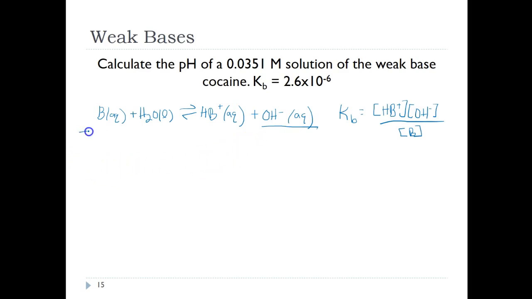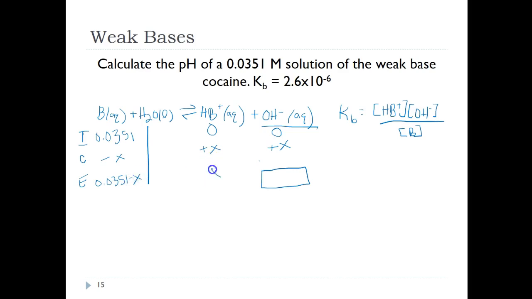So I'm going to need to set up an ice table where the number that I am most interested in to help me get the pH is going to be the equilibrium value of the hydroxide ion. So just setting up our ice table, I get to ignore water. I know the molarity of the weak base is given in the problem. The other two were not mentioned, so I'm going to start with zeros. Minus x, plus x, plus x, 0.0351 minus x, x, and x. So if I can calculate x, then I'll know the hydroxide ion molarity.